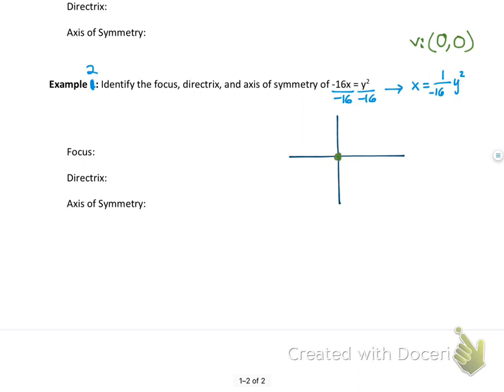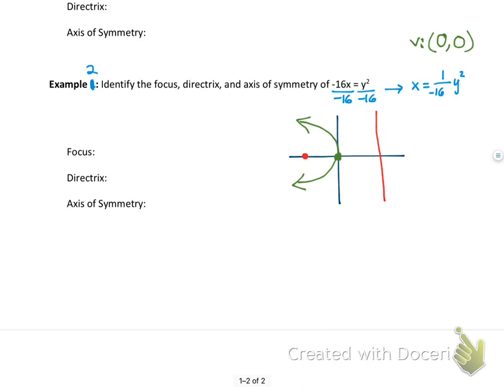Well, x is horizontal, right? So it's either going to open left or right. Now it's negative, so the negative direction on the x-axis is to the left. So this is actually going to open to the left. And then, because the focus is inside, it's going to be somewhere in here, and the directrix is outside, so it's going to look like that. Okay? And they're equidistant from the vertex.